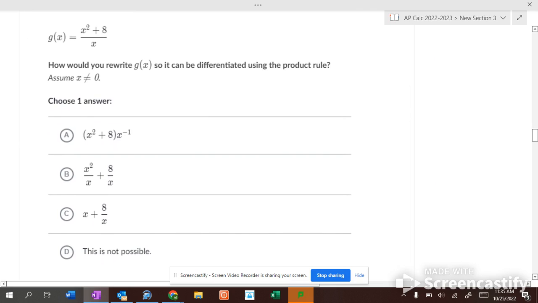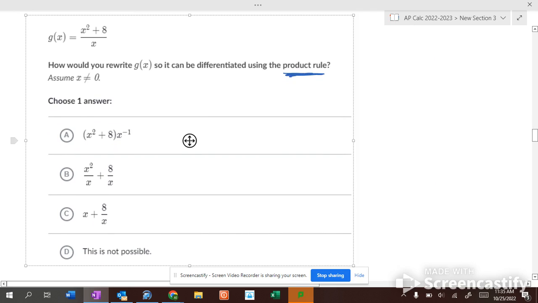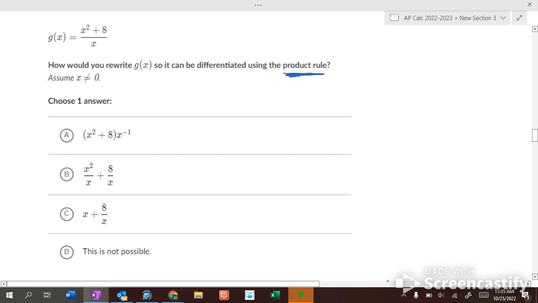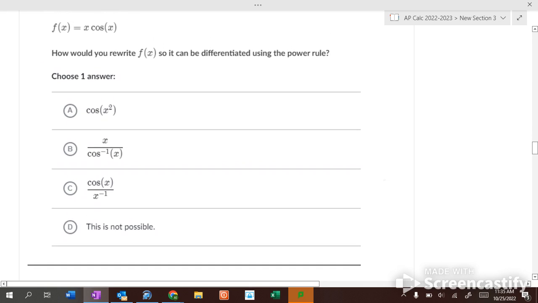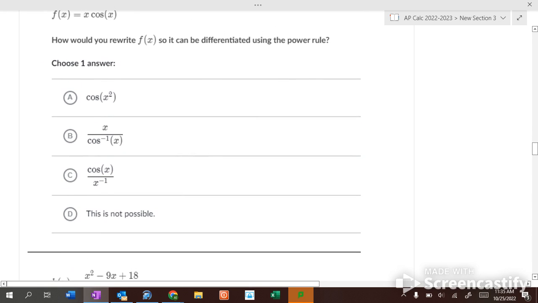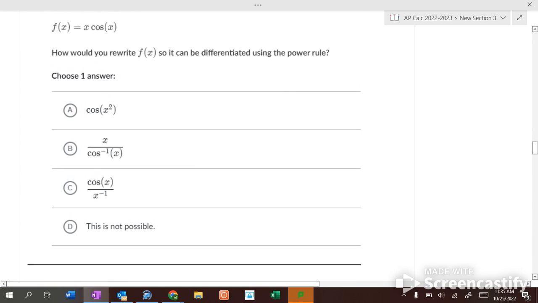Now, you've got to be careful because this one doesn't say the power rule. This one says the product rule. So how would we do this using the product rule? A would be the product rule. Okay? So read carefully. We good? Okay? This one again says the power rule. Whoop. Power rule. How would we do this using the power rule?